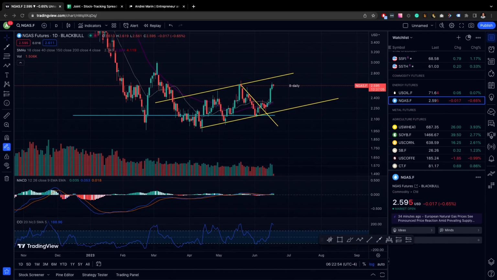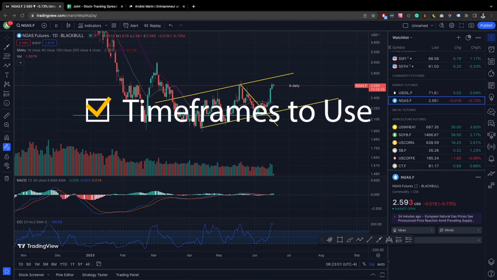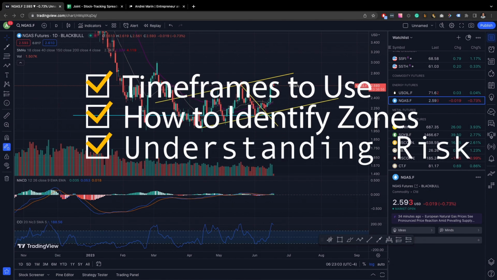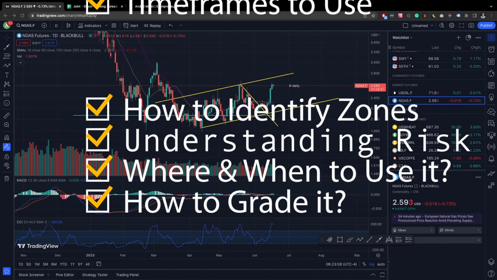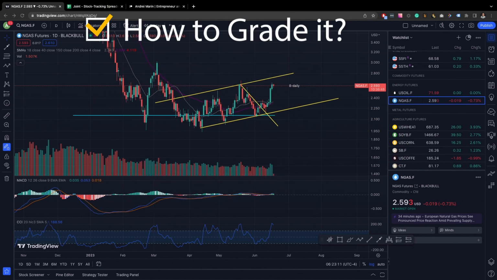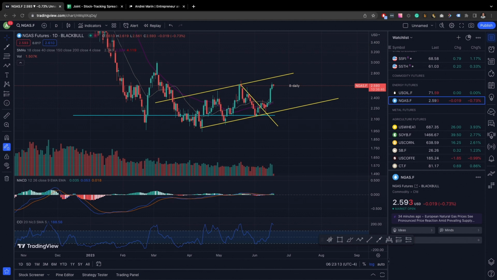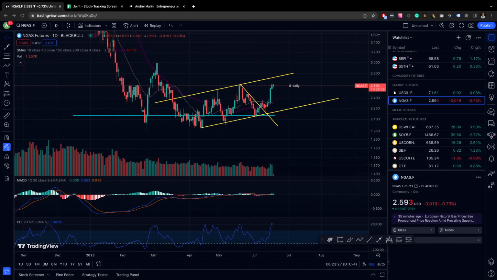Now, moving back into the chart here, guys, we're going to start with what time frames to use, how to identify a zone. We're going to try to understand risk. We're going to look at where and when does supply and demand work, how to trade it, and then how to grade it, because it's really important that we only take the best setups we can possibly find. And then we're going to wrap it up by making sure that we look at Bitcoin as well and just applying the same principles so that we can solidify the information. Now let's get started, guys.